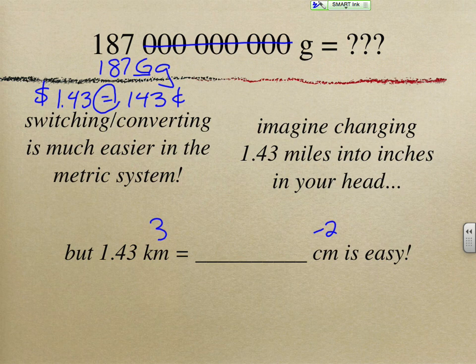So how much smaller did I get here? 5. There's always somebody who wants to scream out 1, but they forgot the number line thing, right? So I go from 3 to 0 and then 2 more. That's a total of 5 smaller. So this has to get 5 bigger. To get 5 bigger, I don't add 5. I move the decimal to make it 5 bigger. So if I make it bigger, 1, 2, and how many zeros do I need?